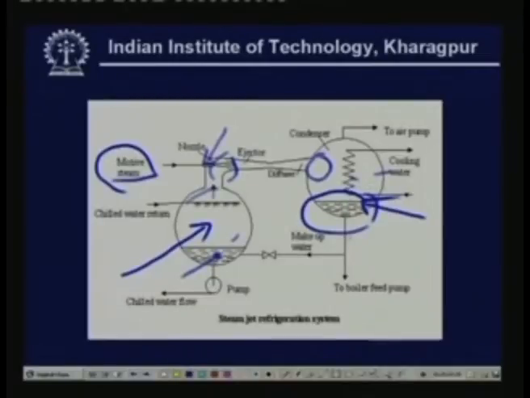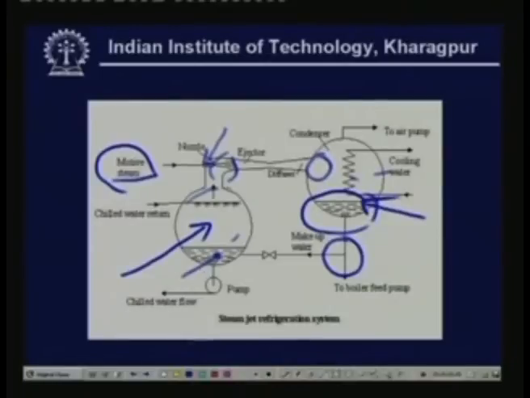Then to complete the cycle, we have to again split this liquid into two parts, and you have to send the makeup water back to the evaporator drum, and the rest of the water again has to go back to the boiler feed pump to complete the circuit. This is the principle of a steam jet refrigeration system.